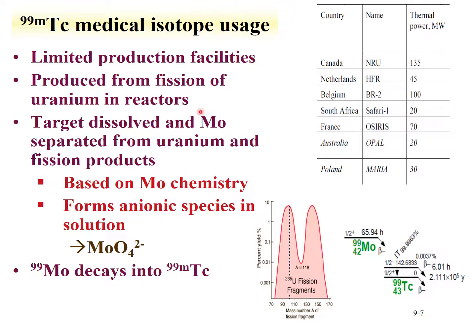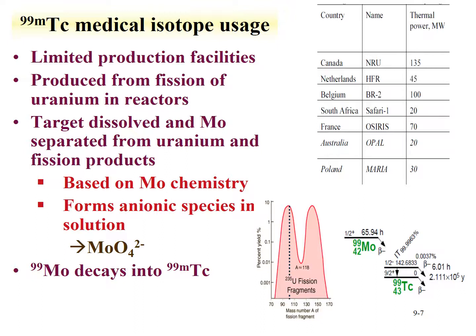Technetium-99m has a number of limited production facilities. Shown here are basically the worldwide production facilities for technetium-99m, which is produced through the fission of uranium in reactors. This line here shows the fission yield for molybdenum-99. It's a very high fission yield. What occurs is that the uranium is placed into a neutron flux, around 6% of the time, during the fission process, it forms this molybdenum-99.